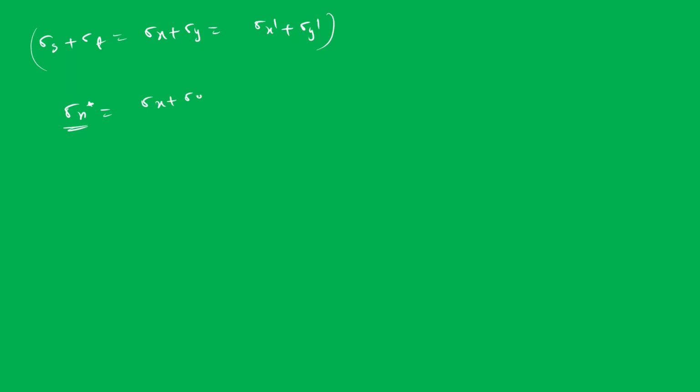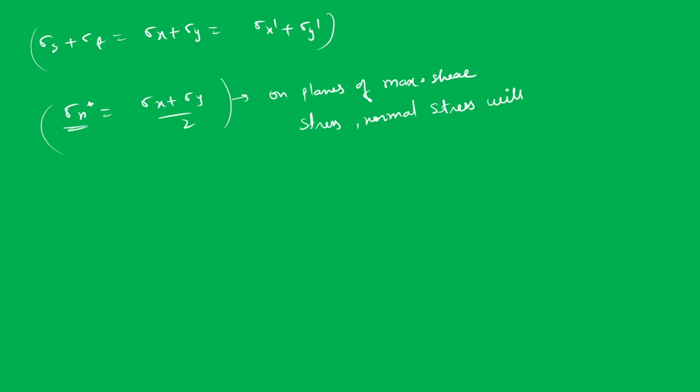So what is that? Sigma x plus sigma y by 2. So on planes of maximum shear stress, normal stress will be equal and non-zero. This is very important, you have to remember this one.